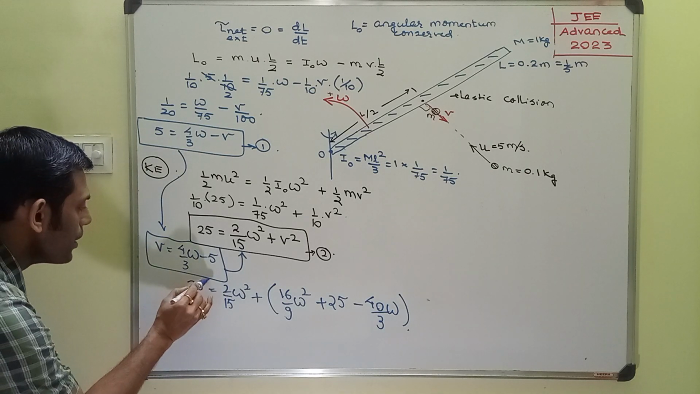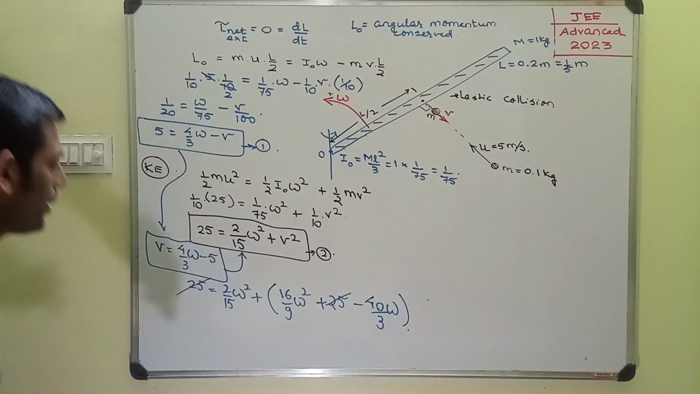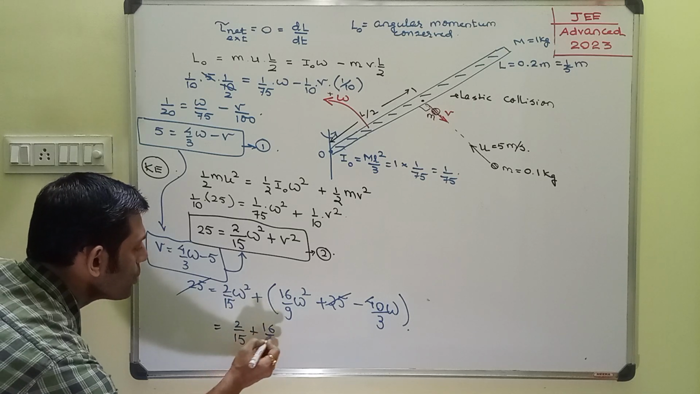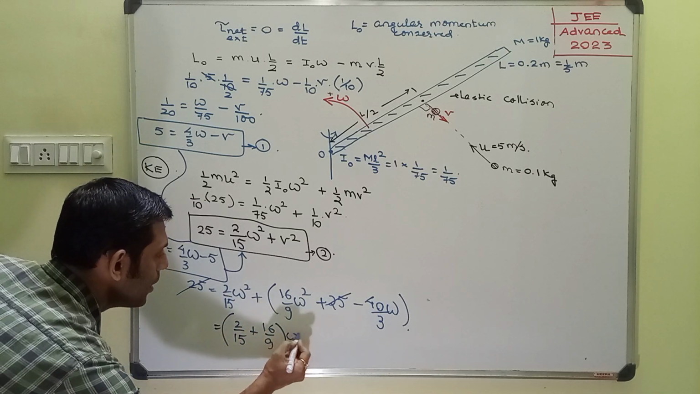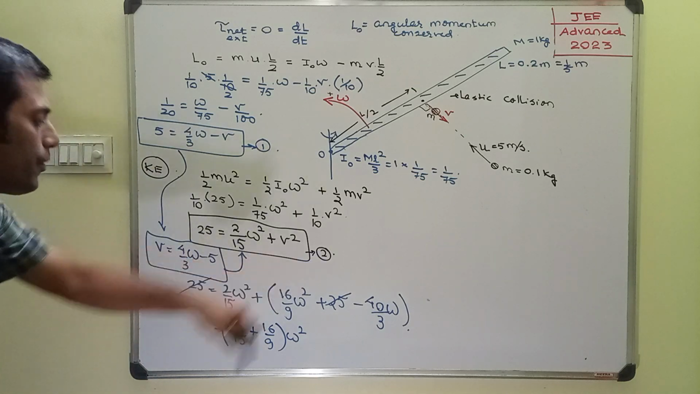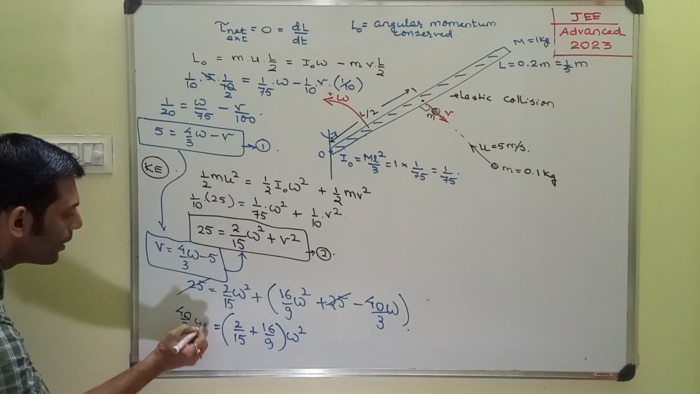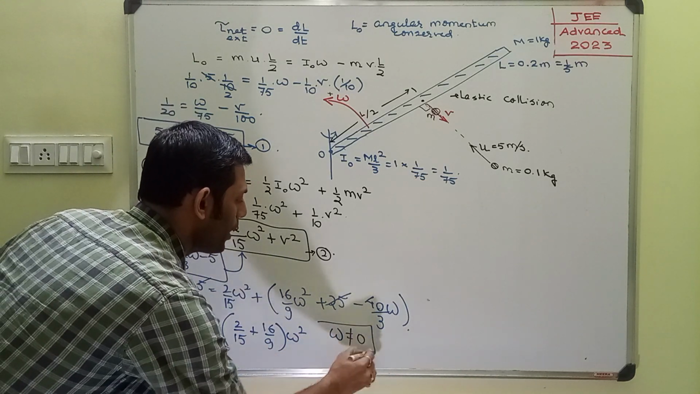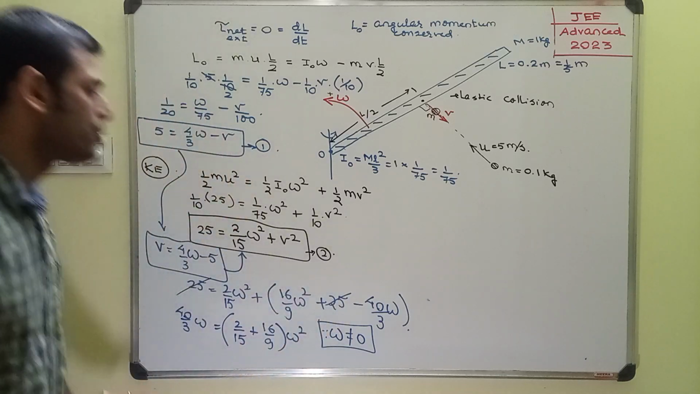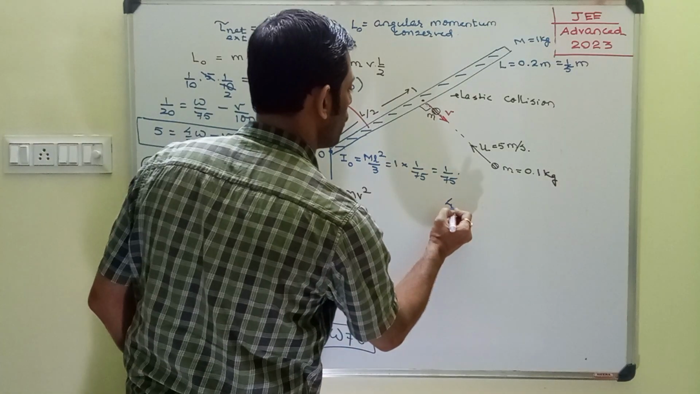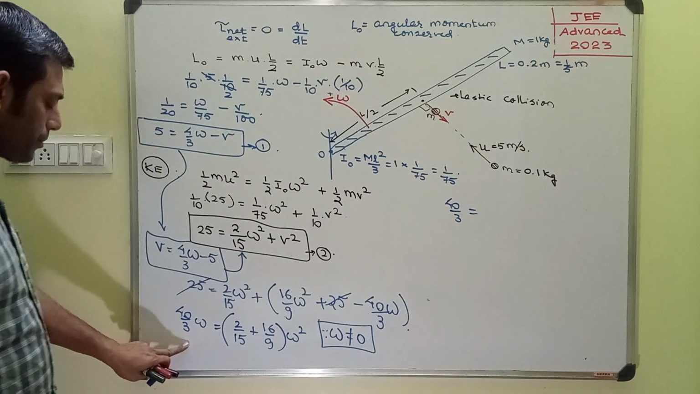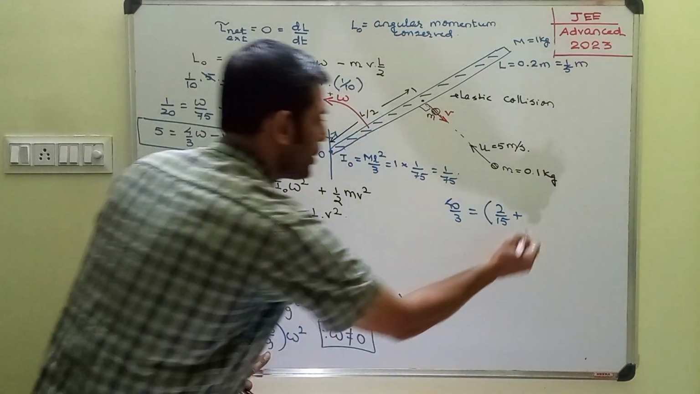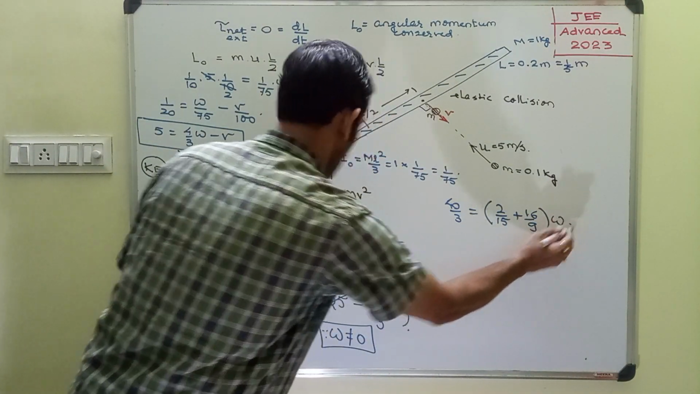Now see, 25 can be easily cancelled off from both sides. And about omega square, what exactly do we have is 2 by 15 plus 16 by 9. Quite odd numbers here, but we can work. This is omega square. And 40 by 3 into omega. This equation can have the solution as omega equal to 0, but since omega is not equal to 0, 40 by 3 omega, with omega cancelled, is equal to 2 by 15 plus 16 by 9 into omega.